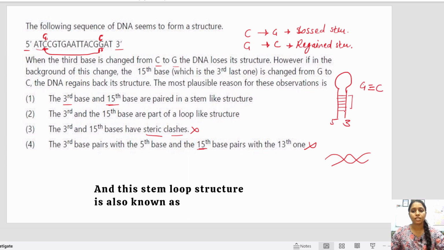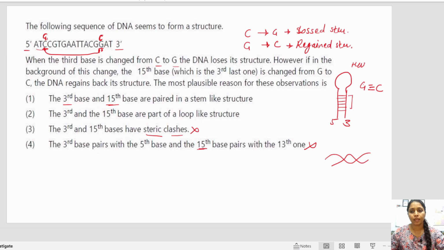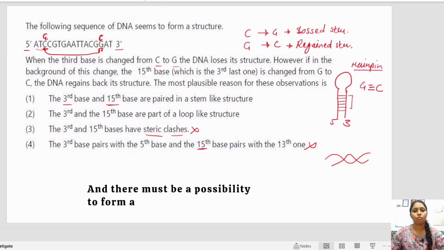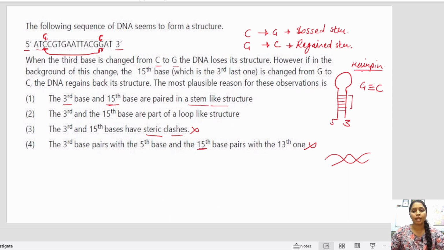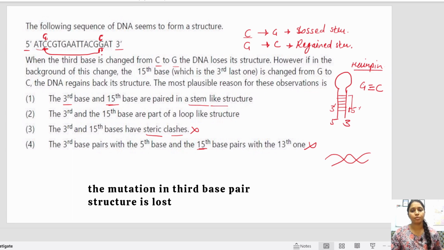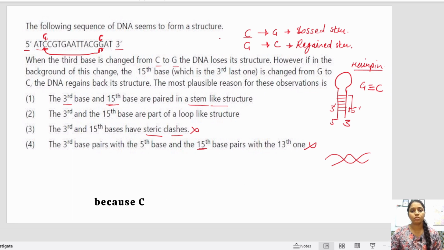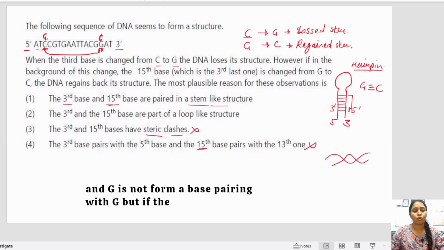And this stem loop structure is also known as hairpin structure. And there must be a possibility to form a stem-like structure and hairpin structure, because third base pair should be base paired with T1. So this structure will regain. The mutation in third base pair structure is lost because C is converted into G and G is not form a base pairing with G.